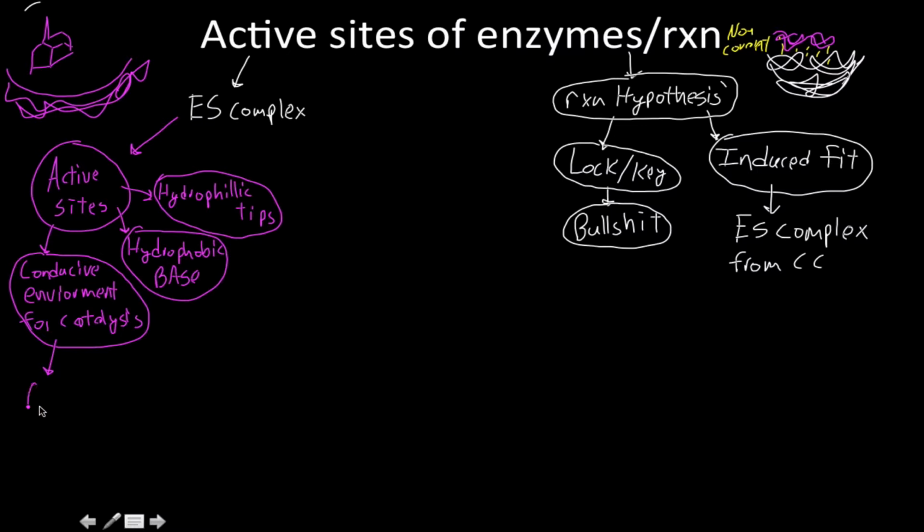Active sites are also where cofactors can bind to give us the apoenzyme versus the holoenzyme. Apoenzyme being something that doesn't have the cofactor, holoenzyme being something that is whole. I'm not going to stress that. That's a terminology thing. You can figure that out later.